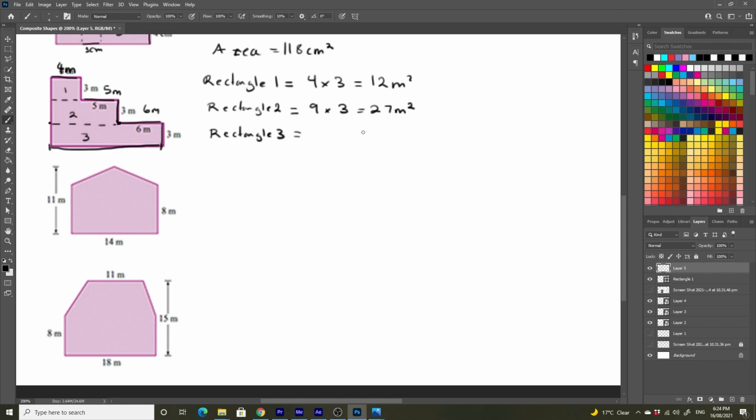So that is going to be equal to 15 times 3, which is equal to 45 meters squared. And if we add these all up, the area is going to be equal to 45 plus 27 plus 12, which is equal to 84 meters squared. Alright, in the next one we're done with rectangles, kind of, but we have another shape that we need to work out.